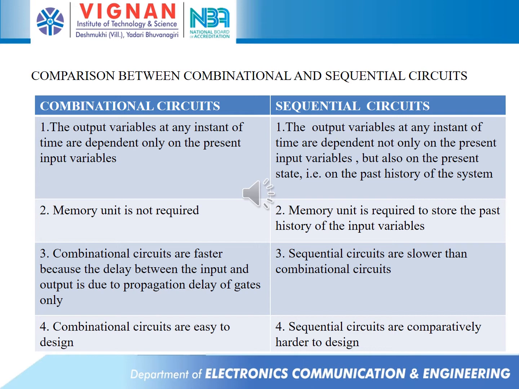Sequential logic circuits can be defined as circuits where the output variables at any instant of time are dependent not only on the present input variables but also on the present state, that is, on the past history of the system. So here if we apply the inputs, we cannot say what the output is. The outputs also require the information of what the past outputs are.